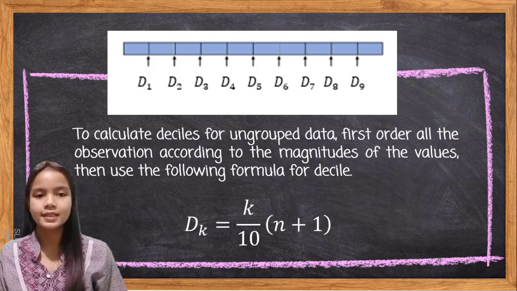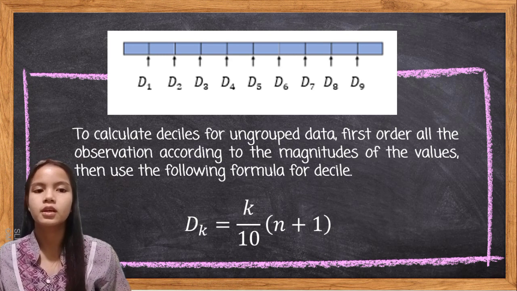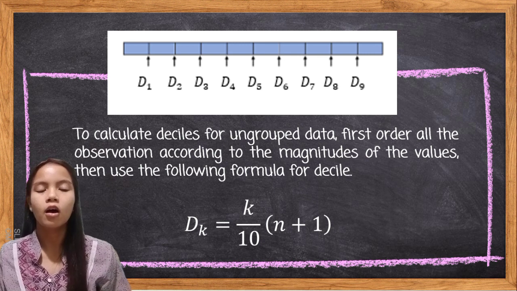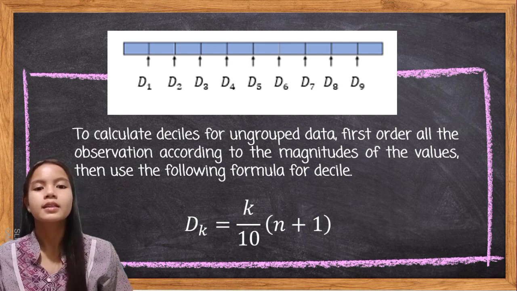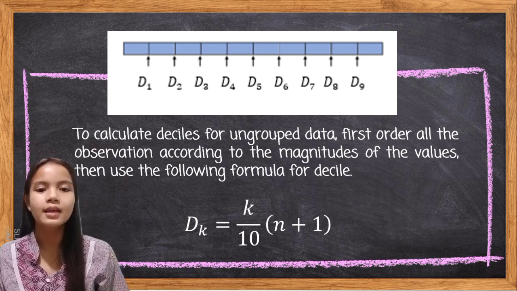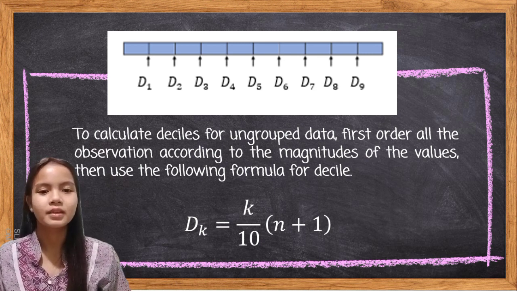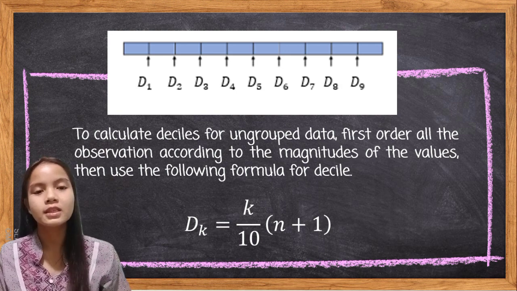To calculate deciles for ungrouped data, first order all the observations according to the magnitudes of the values, then use the following formula for decile. D sub k is equal to k over 10 times n plus 1. Again, D sub k is equal to k over 10 times n plus 1. So for you to better understand, I will give some examples.